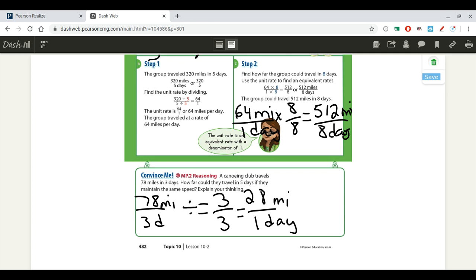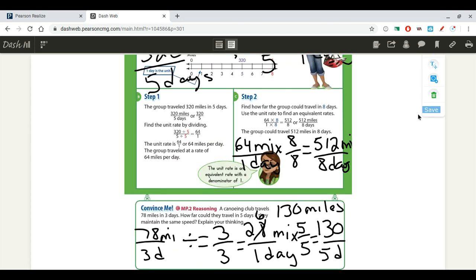Now what I need to do is take that 26 miles per day and multiply it by 5. When I multiply it by 5, that's going to give me 5 days. So there's my unit of measurement. My unit rate is 26. 26 times 5 is going to be 130. So they travel 130 miles in 5 days.